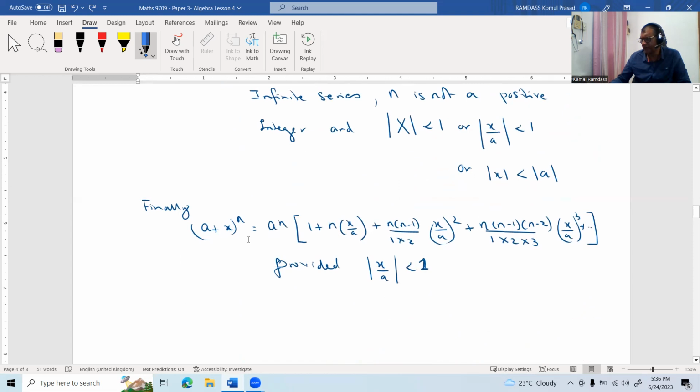Finally, a plus x to the power of n, c'est a to the power of n, et multiply by 1 plus n multiply by x over a, plus n times n minus 1 divided by 2 times x over a to the square, plus n times n minus 1 times n minus 2 divided by 6 times x over a to the cube, plus point. Et provided that modulus de x over a is less than 1.